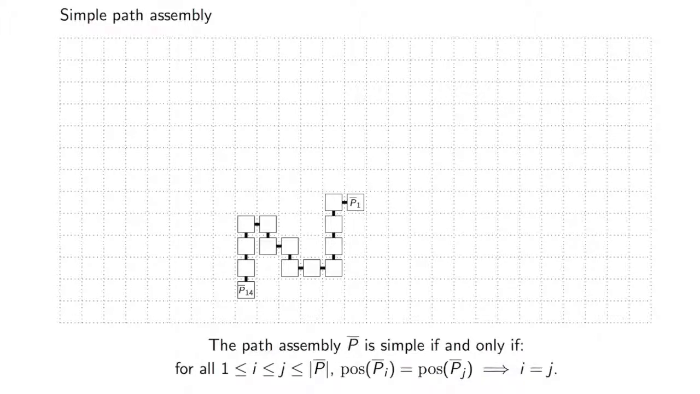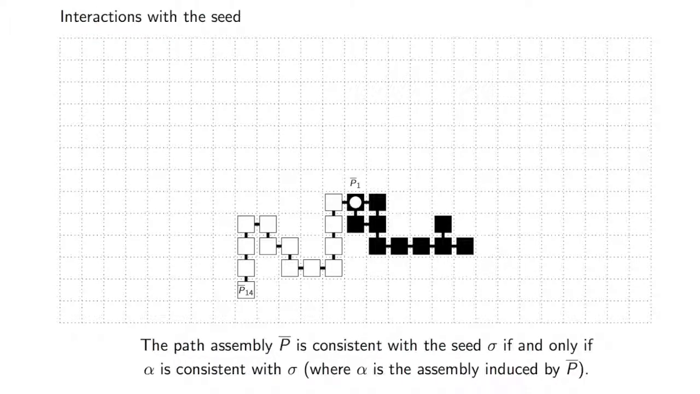Now, we say that a sequence of tiles is simple if and only if each position is occupied by at most one tile of the sequence. In our example, the path assembly P is simple. Note that, if the sequence of tiles P is simple, then its underlying path is also simple. Now, we focus on the interactions between a path assembly and the seed. First, a path assembly is consistent with the seed if and only if the seed is consistent with the assembly induced by P.